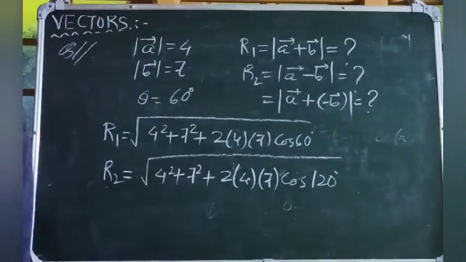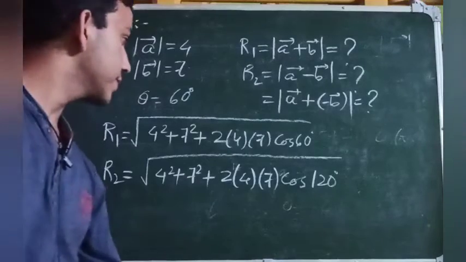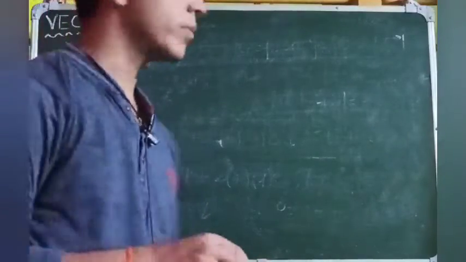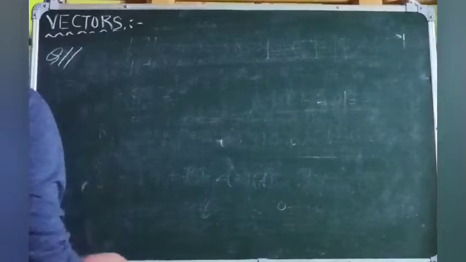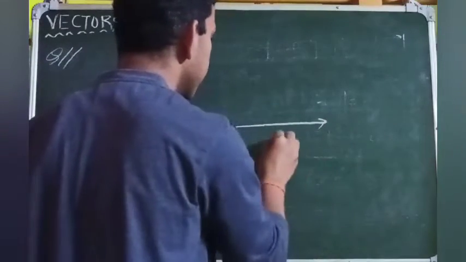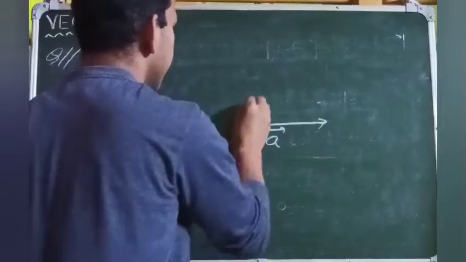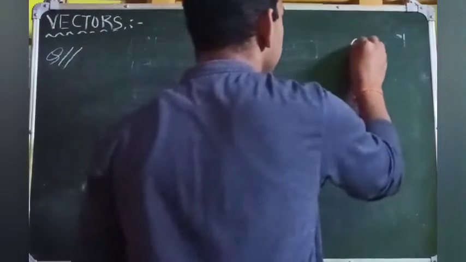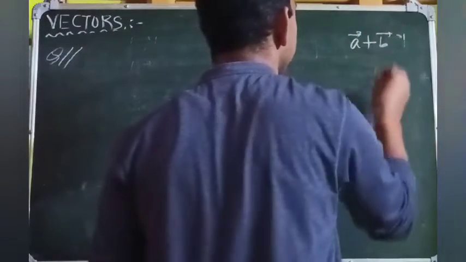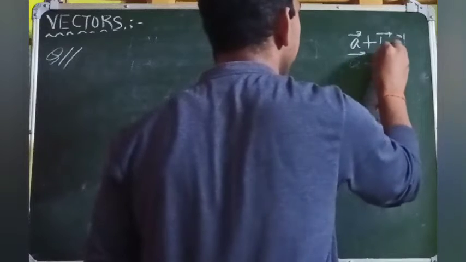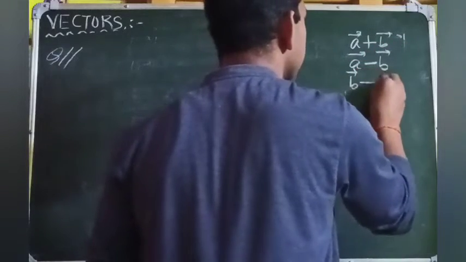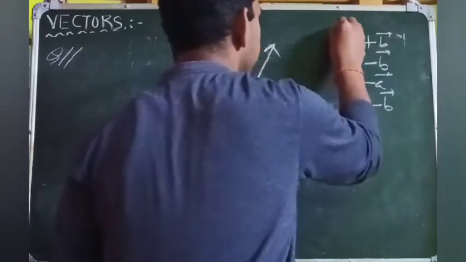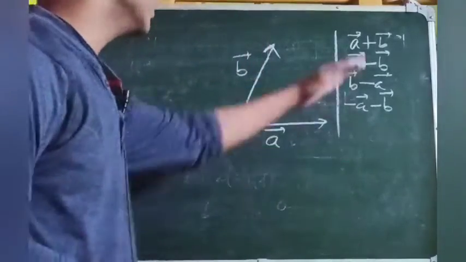In this way, we can solve this problem easily. Now, we are going to solve another problem, a diagrammatic problem. Suppose we are given this as a vector and this as b vector. Now, we are required to draw a vector plus b vector, a vector minus b vector, b vector minus a vector, and minus a vector minus b vector. We are required to draw these 4 vectors.